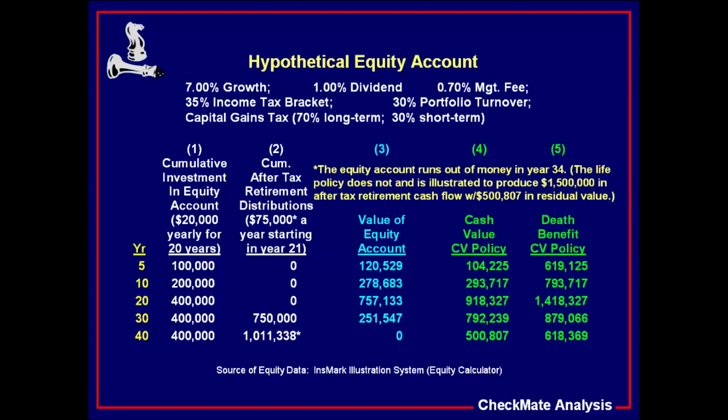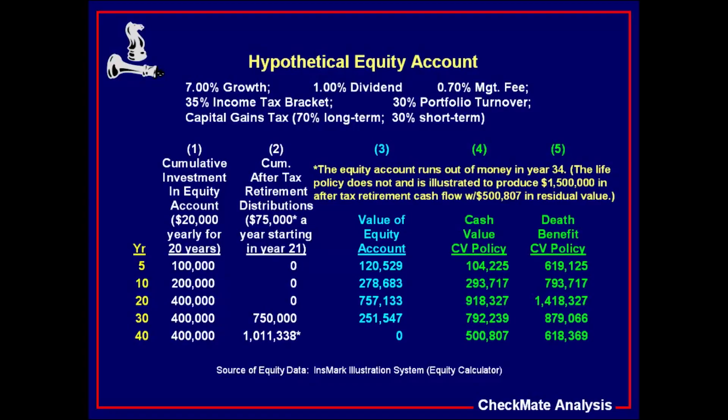That's not said properly. Capital subject to long-term capital gains is 70. 30% of it will be short-term. So it'll be 70% long-term gains, 30% short-term gains, which is really kind of unusual. It's very favorable for long-term. But here you go. Run your cumulative investment in your equity account down column 1, 20,000 a year for 20 years. Then start pulling the money out.